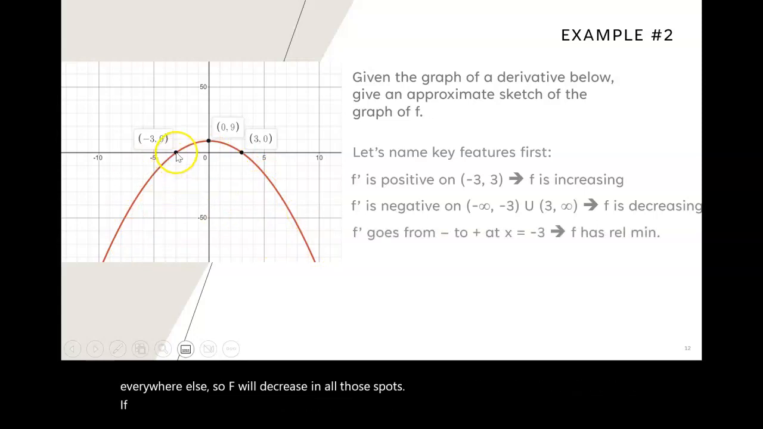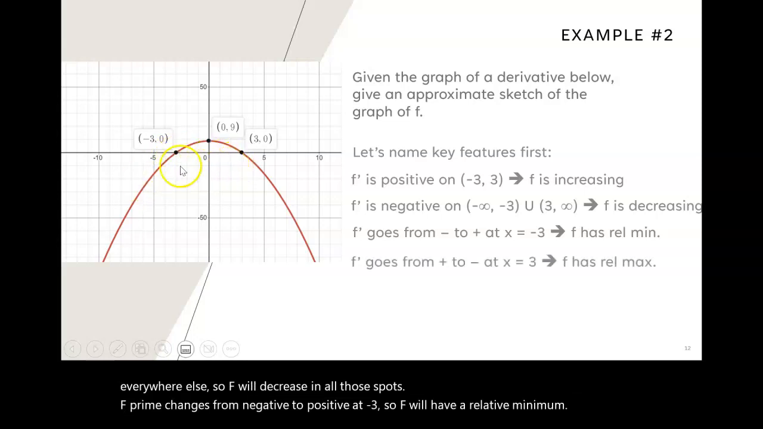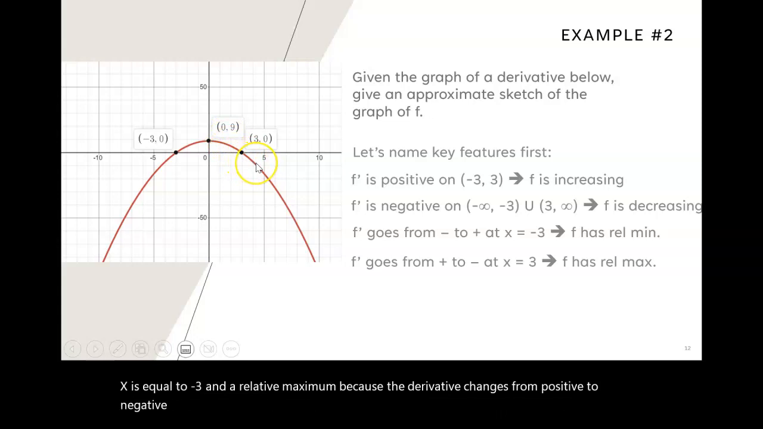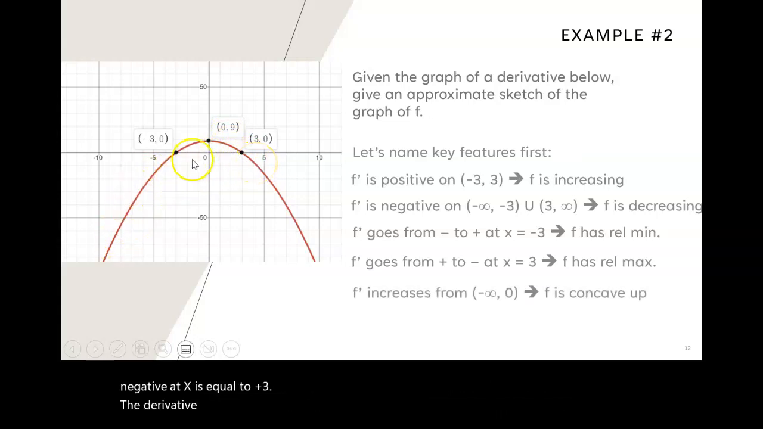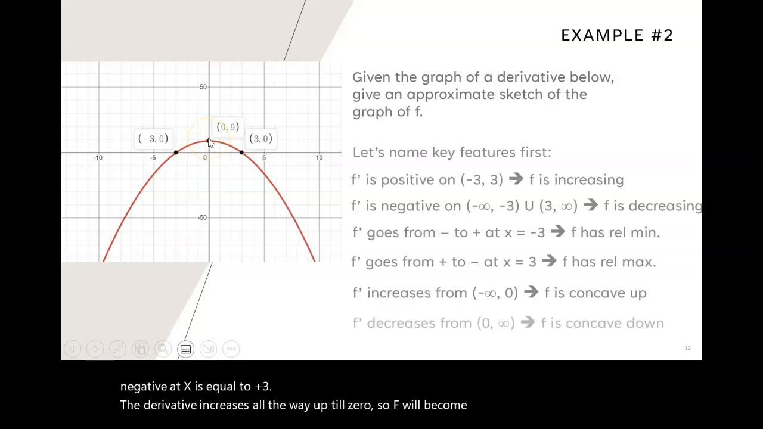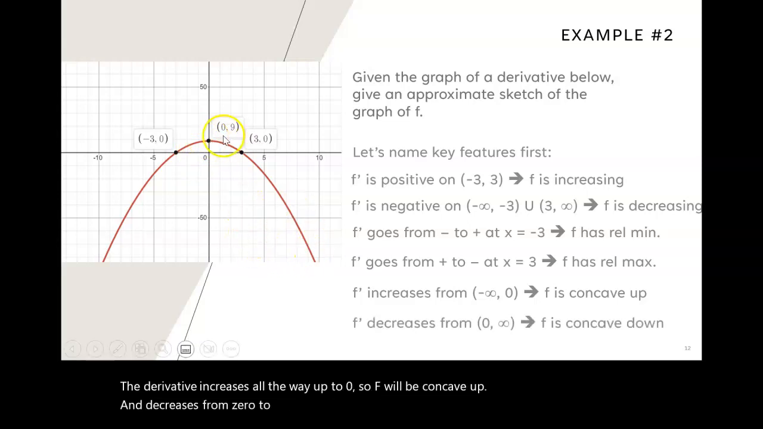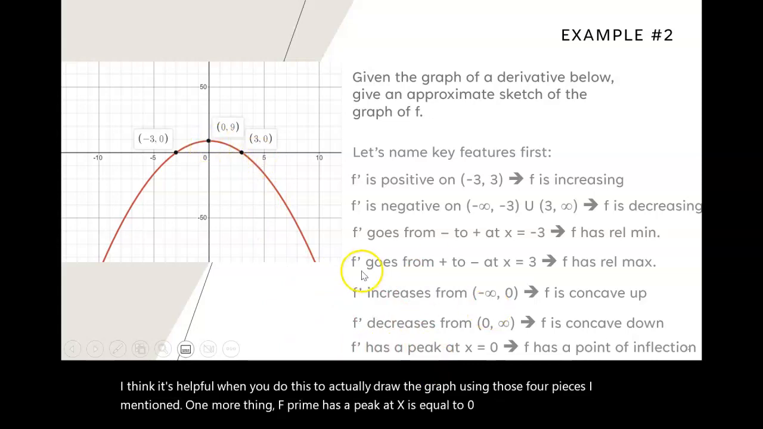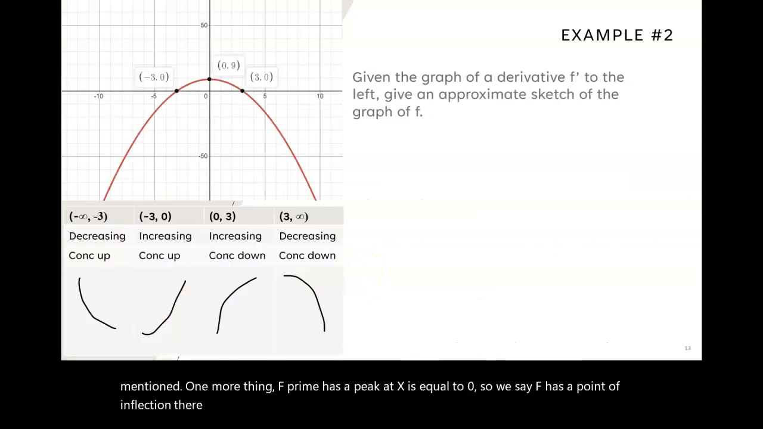f prime changes from negative to positive at negative 3, so f will have a relative minimum at x equals negative 3, and a relative maximum because the derivative changes from positive to negative at x equals positive 3. The derivative increases all the way up till 0, so f will be concave up, and it decreases from 0 to infinity, so f will be concave down there. I think it's helpful when you do this to actually draw the graph using those four pieces I mentioned. One more thing, f prime has a peak at x equals 0, so we say f has a point of inflection there.